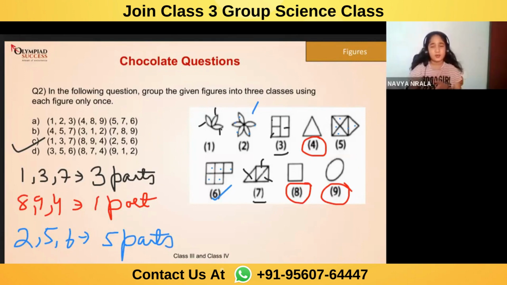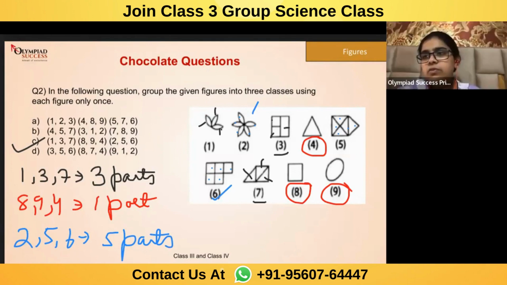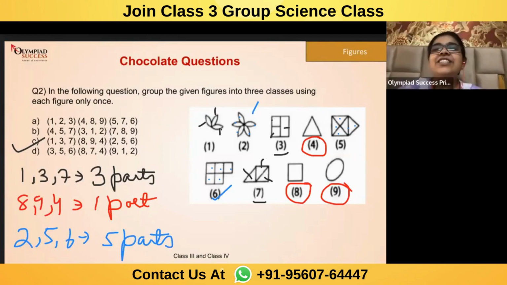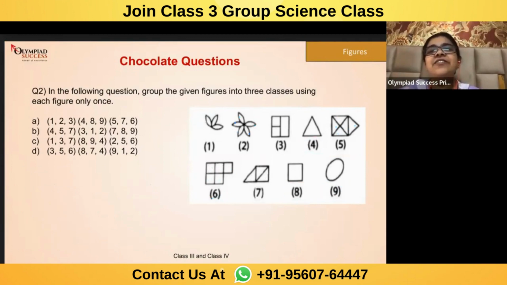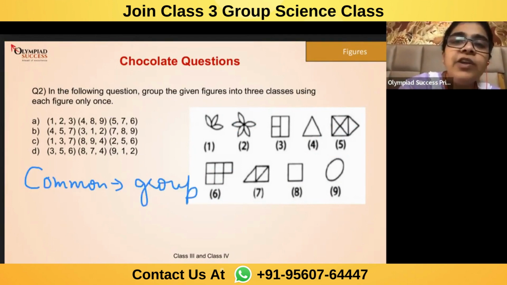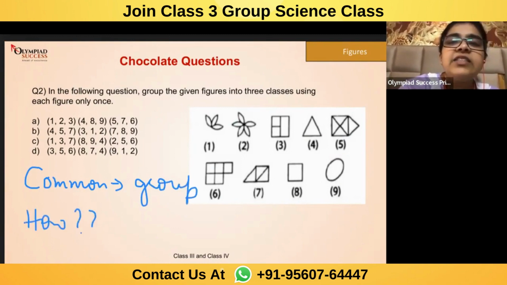This is another method to do this. Why? Because in the first question, we did it by making the shapes the same. But that is the logic, no, Navya. You can't have the same logic in every question. Then there would be no point in giving you the exam. The exam will ask you, see, what you need. What is the common thing here? The common thing here is that you will make a group. Now, how will you make the group? That is called logic. And that is what you will have to find.